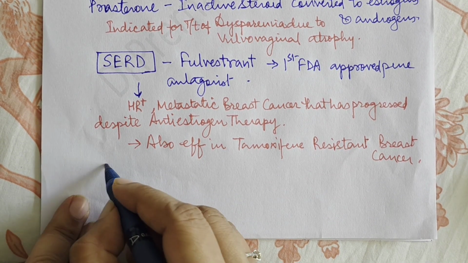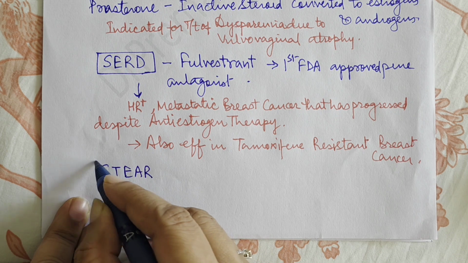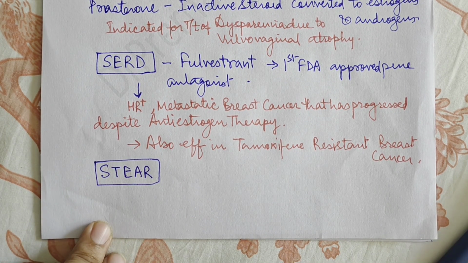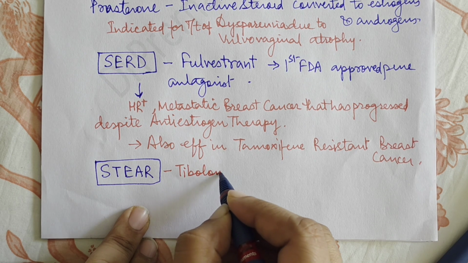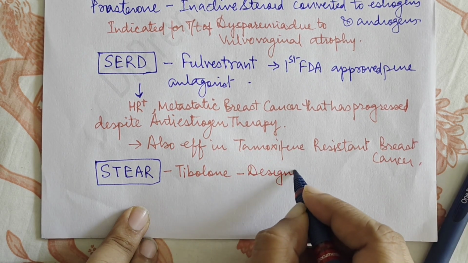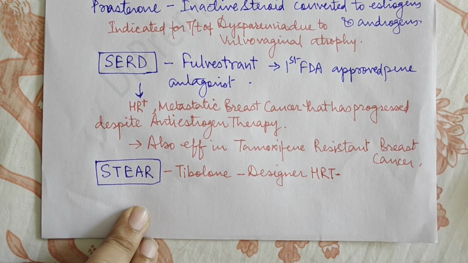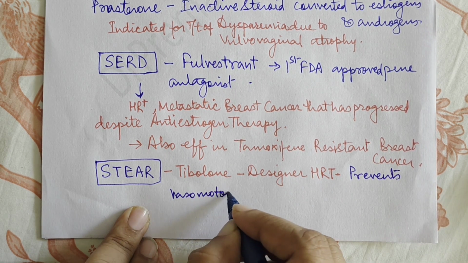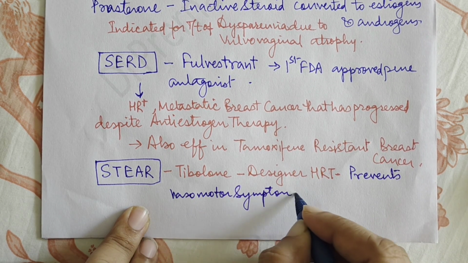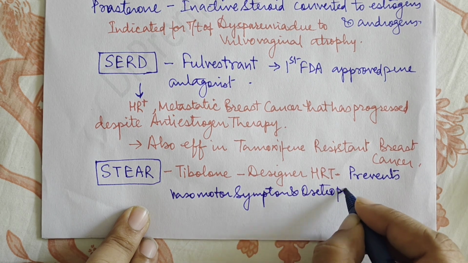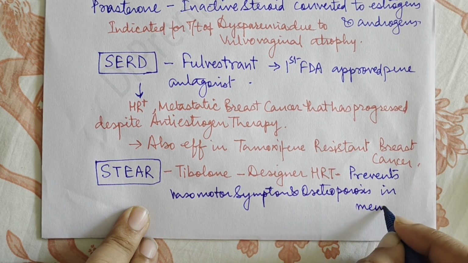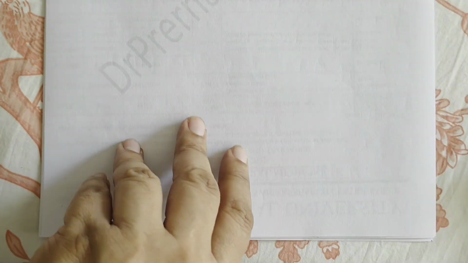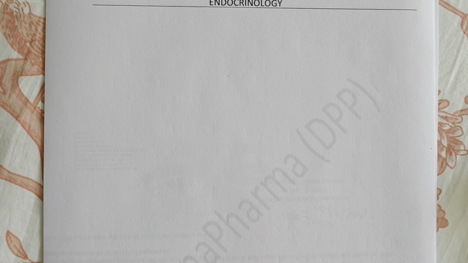Then there is another drug class called STEAR, that is selective tissue estrogen activity regulator, and the drug which we study in this is tibolone. Tibolone is also called designer HRT, and what does it do? It prevents vasomotor symptoms and osteoporosis in menopause. So this is the action of tibolone, right? Tibolone is actually a steroid. Now let's move ahead to the next topic.